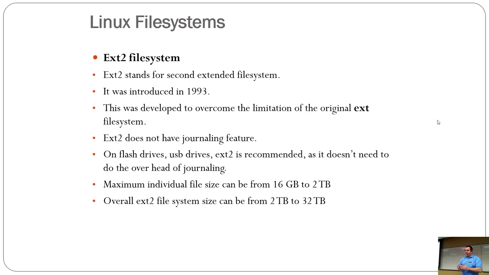Maximum individual file size is somewhere from 16 gigs to 2 terabytes, depending on the disk. And an EXT2 file system can be from 2 terabytes to 32 terabytes, again, depending on what kind of disk it's on. If it was on the old style spin disks with the parallel connector, you were limited to 2 terabytes, even though 2 terabyte drives actually never existed with that format, but that was the limit you had.